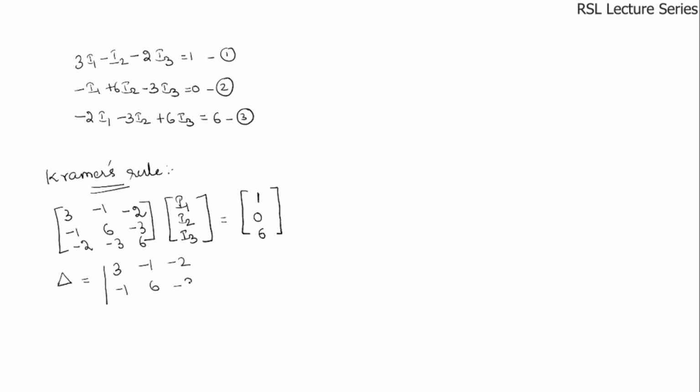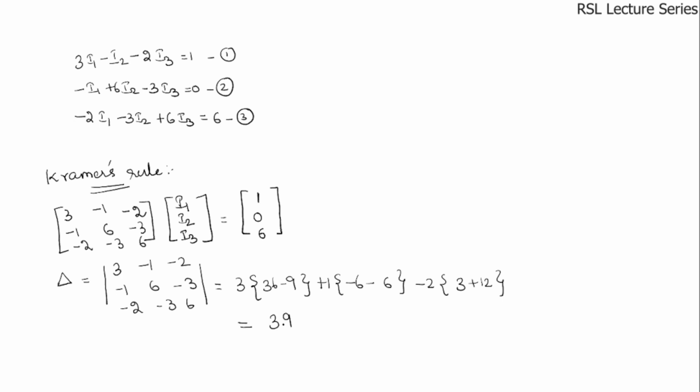Minus 1, 6, minus 3, minus 2, minus 3 and 6. So this will be equal to 3 into (36 minus 9) plus 1 into (minus 6 minus 6) minus 2 into (3 plus 12). So on simplification, we will get the delta value as 39.